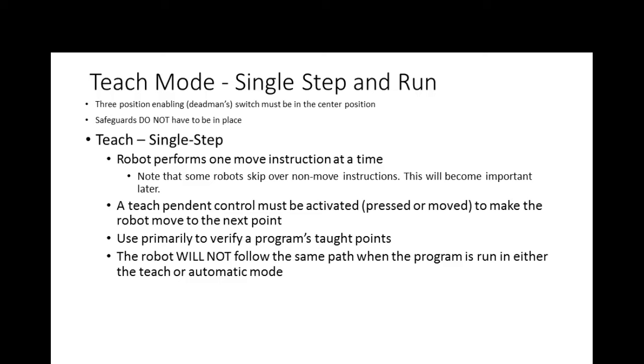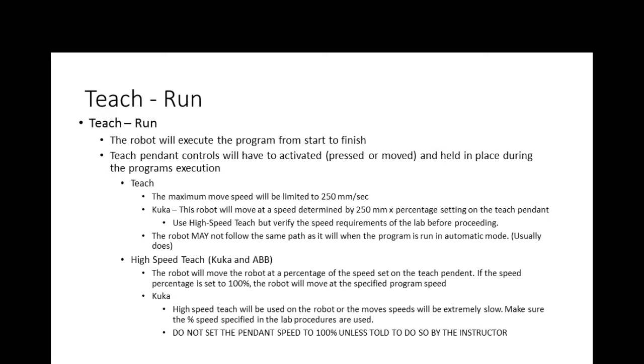That makes sense? And then usually we run it auto single step, and then finally we run it in run. That way you're going to have very little chance of having a collision. Teach run mode: the robot will execute the program from start to finish. Teach pendant controls will have to be activated, pressed, or moved and held in place during the program execution. In teach, the maximum move speed will be limited to 250 millimeters per second unless you have high-speed teach selected.